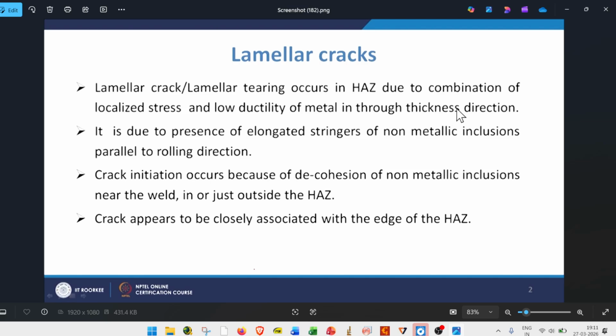It is due to the presence of elongated strings of non-metallic inclusions parallel to the rolling direction. So if there are any non-metallic inclusions along the rolling direction, those will act as a starting point for the cracks. The crack initiation occurs because of the decohesion of the non-metallic inclusions near the weld or just outside of the HAZ. The crack appears closely associated with the edge of the HAZ.